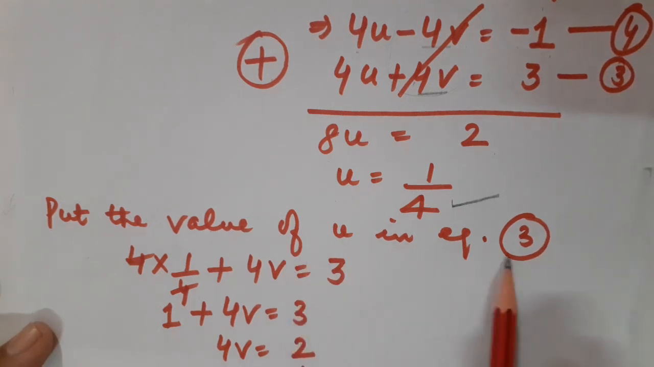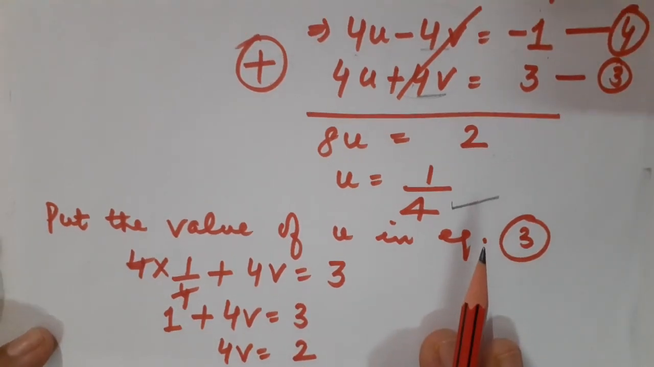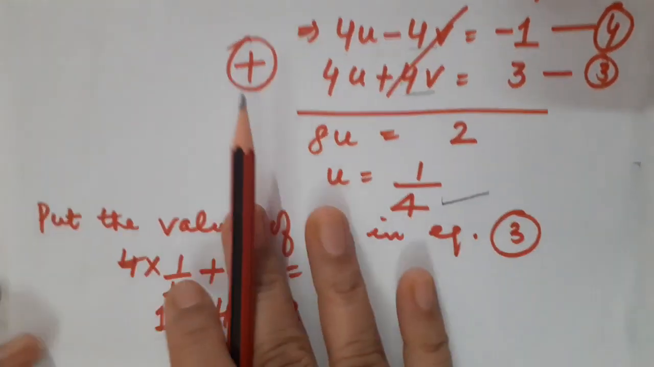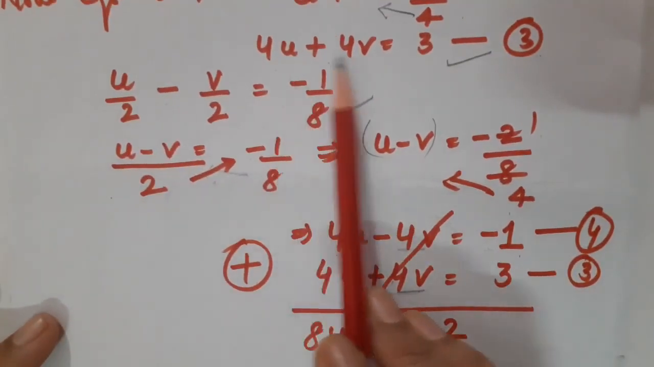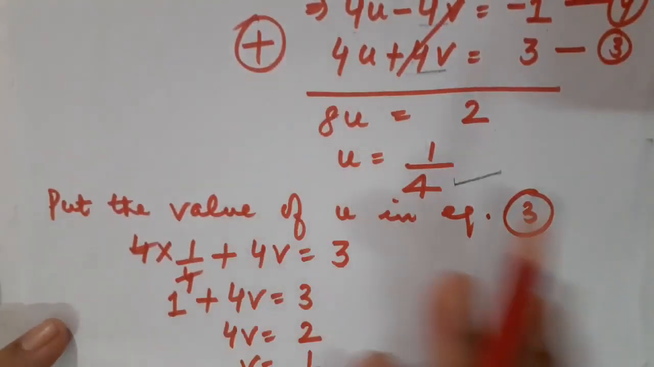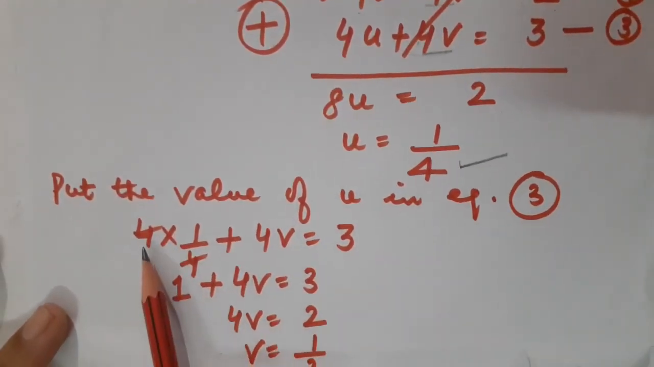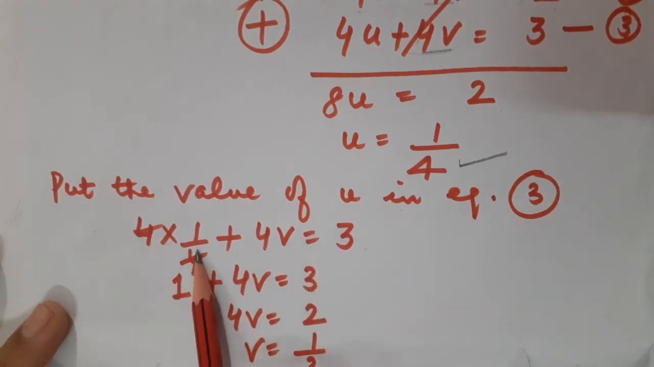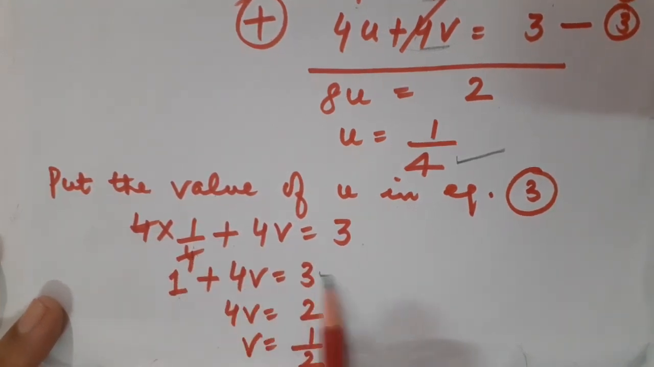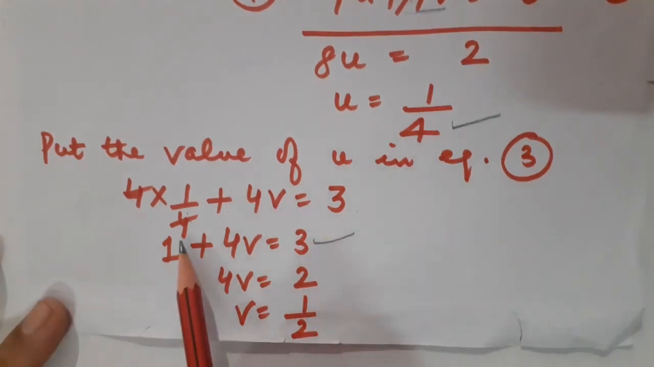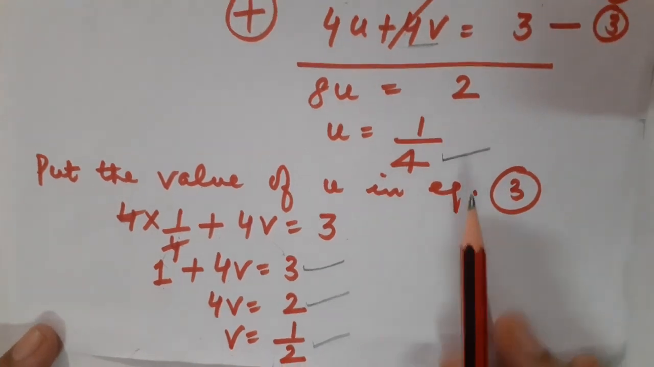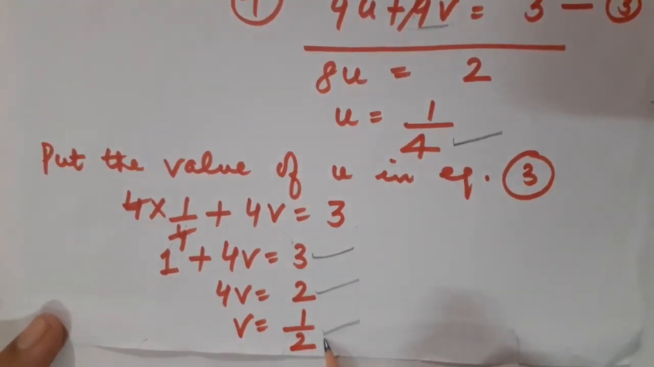Put the value of u in equation number 3. What is equation number 3, children? This was 4u plus 4v is equal to 3. So in place of u I am going to put 1 by 4. 4 into 1 upon 4 plus 4v is equal to 3. They are cancelling. 1 plus 4v is equal to 3. So 4v is equal to 3 minus 1, that is 2. So what is the value of v? v is equal to half. u is equal to 1 by 4 and v is equal to half.